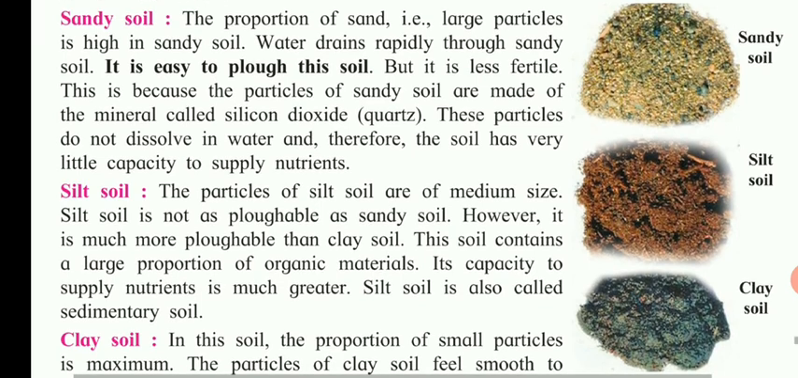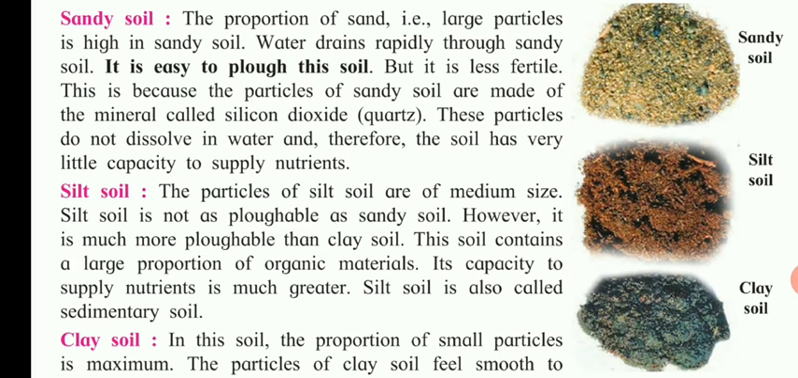Sandy soil: the proportion of sand, that is large particles, is high in sandy soil. Water drains rapidly through sandy soil. It is easy to plumb this soil, but it is less fertile. This is because the particles of the sandy soil are made up of minerals called silicon dioxide. These particles do not dissolve in water and therefore the soil has very little capacity to supply nutrition.